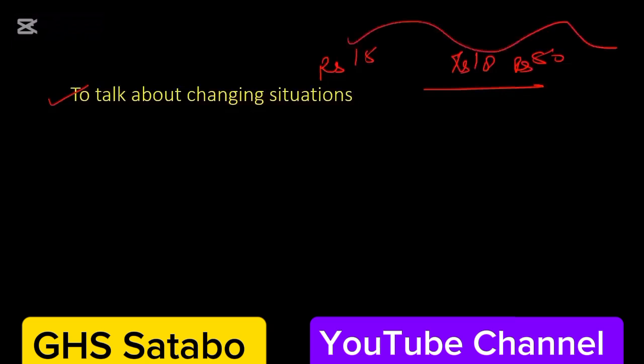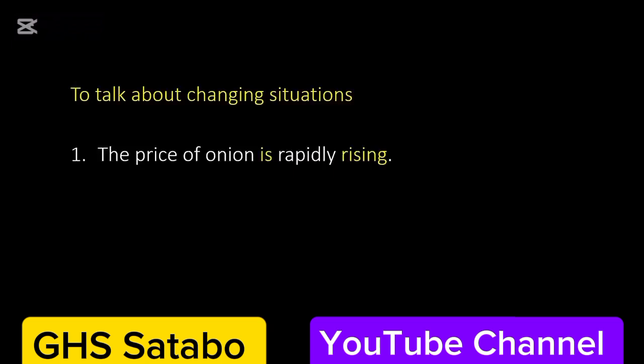Another use of present continuous tense would be to talk about changing situations. For example, today the price of onion is 18 rupees. Yesterday it was 15 and tomorrow it may become 50. So this is a changing situation all through, and hence we use present continuous tense. The price of onion is rapidly rising. So is rising, an ing form, shows that it is a continuous tense.